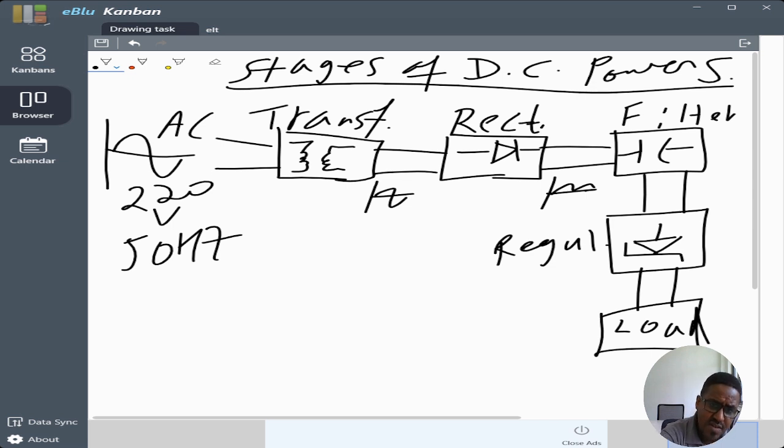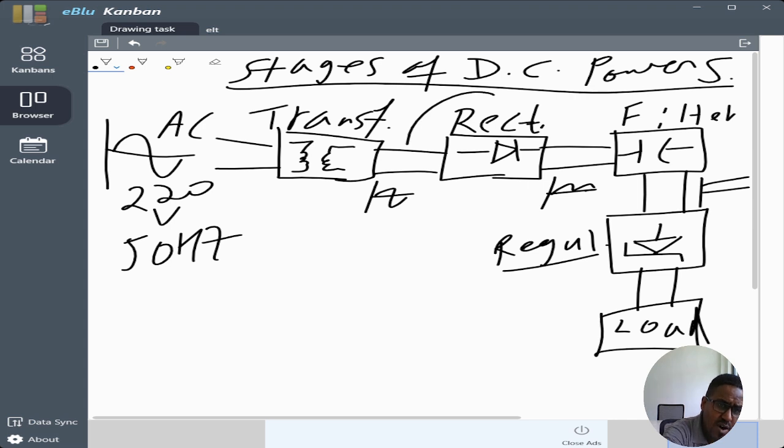As the third stage, there is filtering. Filtering uses a capacitor or inductor or other passive components, mostly capacitor and inductor. Thus pulsating DC is changed to pure DC. In the fourth stage, we have a regulator. This regulator is used to stabilize our DC output to the load. These are the stages of a DC power supply.